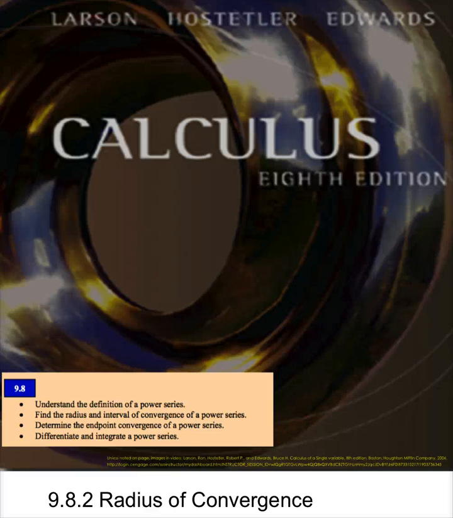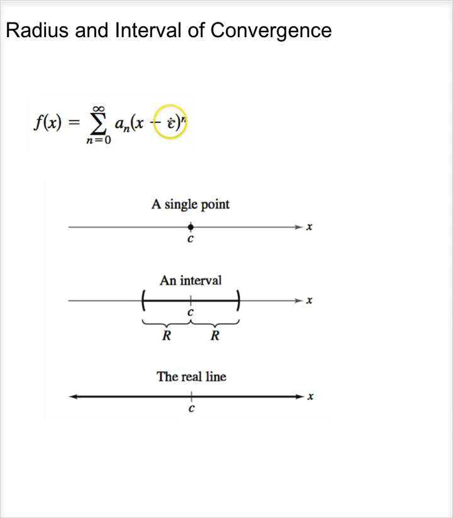Let's look at the radius of convergence. Suppose I look at my series here. I want to know, where does it converge? It's entirely possible that I could have a series that only converges at x equals c, where this whole thing becomes 0. It's also possible there's an interval about c, so c plus r and c minus r, where this will converge. And it's also possible that it converges for the entire real line.